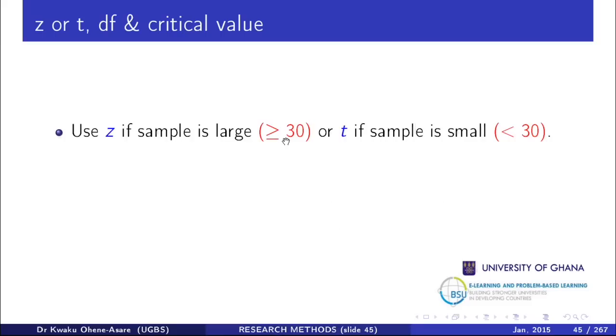Inside, look at the next statement. Use Z if sample size is large. How large is large? When it is 30 or more. Use T if sample size is small. How small is small? When it is less than 30. So if you have a sample size equal to 30, you have to use what? Z.